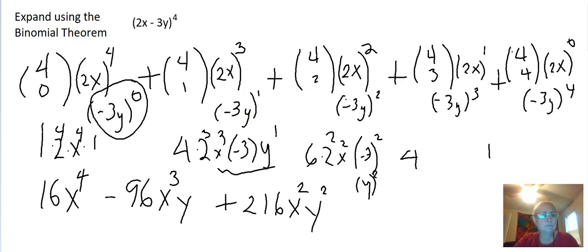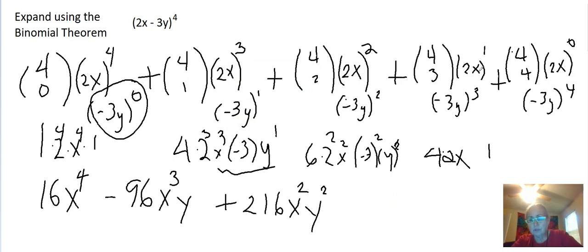This one, let me move this out of our way just a little bit. Let me move him over here. Okay, so for this term, 4 choose 3 from the triangle or by formula is 4. We have 2 to the 1, x to the 1. Well, that's 2 times x. So this is times 2x. We put a little times in there. So it's not 42, it's times 2x.